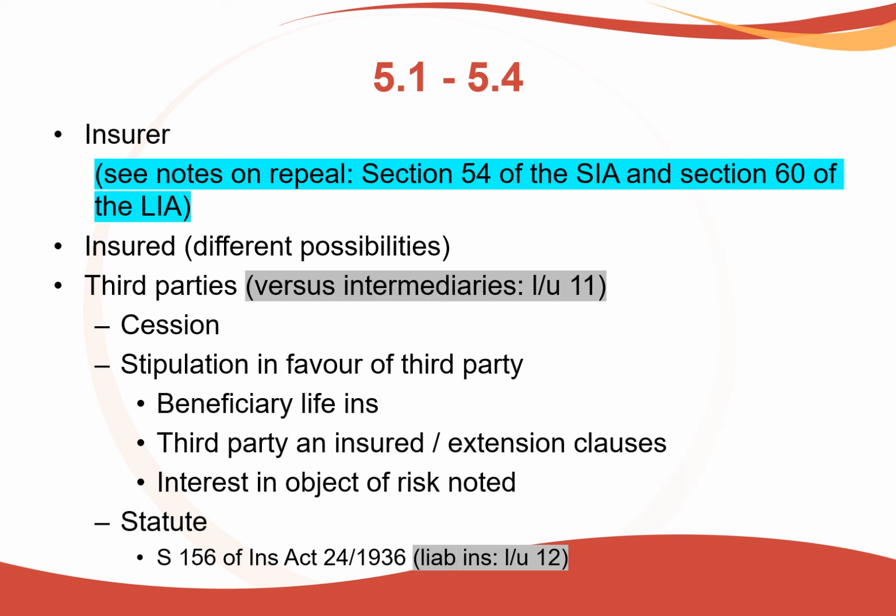Now we deal with third parties. Learning Unit 11 deals with insurance intermediaries. You can become a third party in an insurance contract by way of cession, by way of stipulations, or by way of statute. Some examples of stipulations are noted on the screen. The most important example of statute and third parties is contained in Section 156 of the Insolvency Act, and it concerns liability insurance. You learn more about liability insurance in Learning Unit 12.